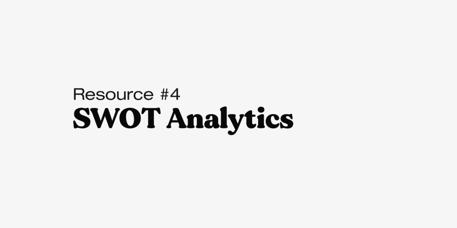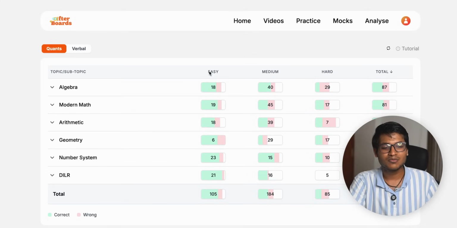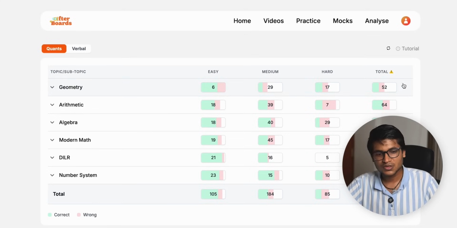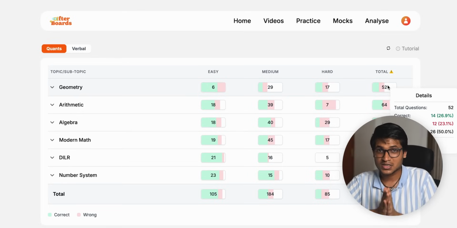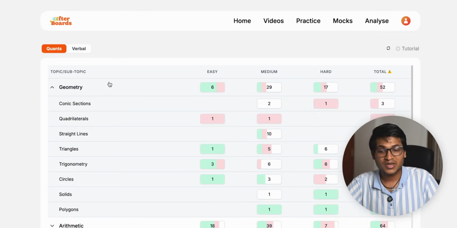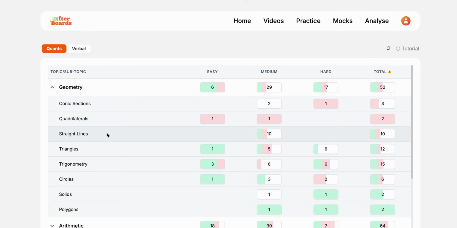And the very next feature is called SWOT analysis, which does this exact same thing but across the last 10 sectionals and mocks that you've attempted. This student leaves 50% of geometry questions and gets only 53% of the questions that he attempts correct. So we can see the subtopic: conic sections, quadrilateral, straight lines. Out of 10 different questions, he has gotten only 2 correct. So this is a topic that he needs to go and study now.